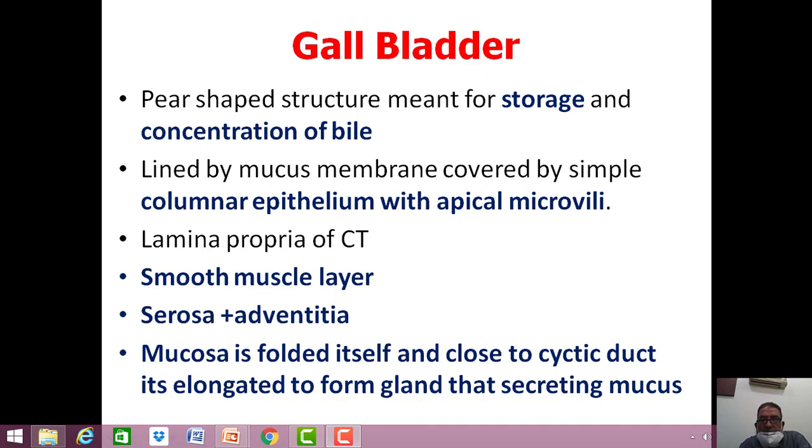Mucosa is folded itself and close to the cystic duct. It elongates to form gland-like structures that secrete mucus. So ये भी याद रखें कि ग्लैंड इसके अंदर नहीं होते, लेकिन मिकोजा जो है वो सिस्टिक डक्ट के करीब जो है वो फोल्ड हो जाता है, एंड ए बिट अमाउंट ऑफ म्यूकस इज secreted within the gallbladder. सो इन सच इसके अंदर ग्लैंड नहीं है, लेकिन जो म्यूकोजा है वो फोल्ड होकर इलांगेट हो जाता है टू फॉर्म ए secreting gland which secrete mucus.